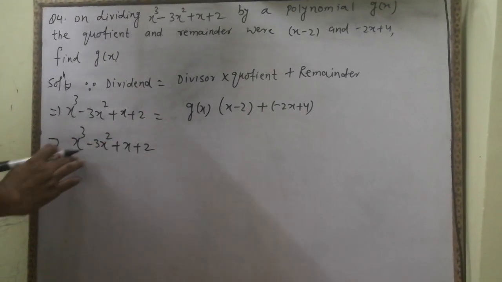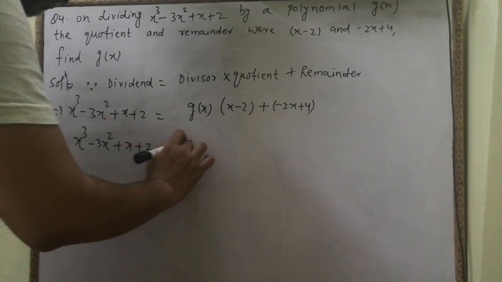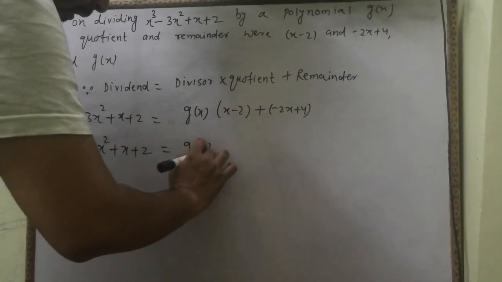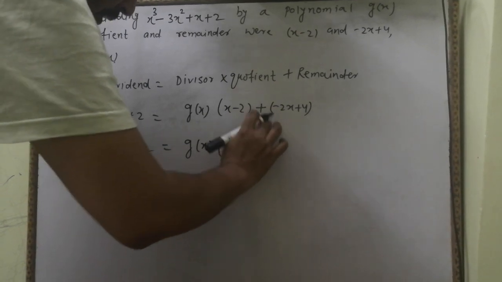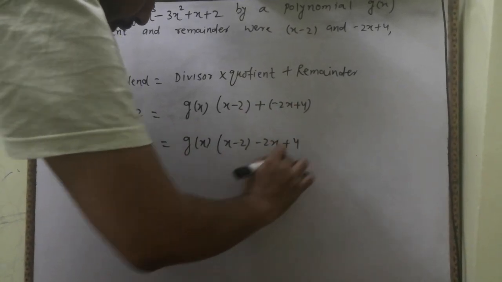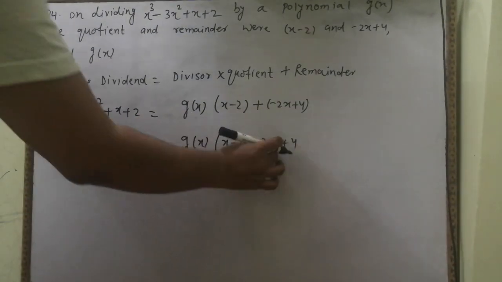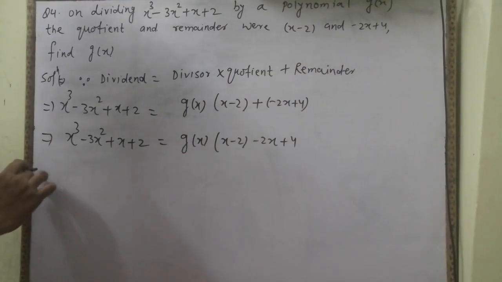Okay, x cube minus 3x square plus x plus 2 is equal to g(x) into x minus 2 plus minus 2x plus 4. Transfer these two terms here.